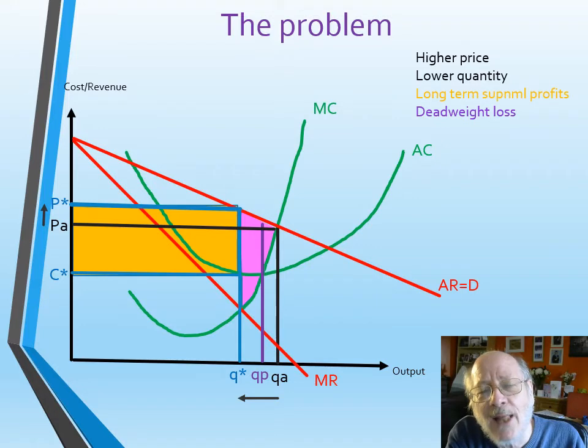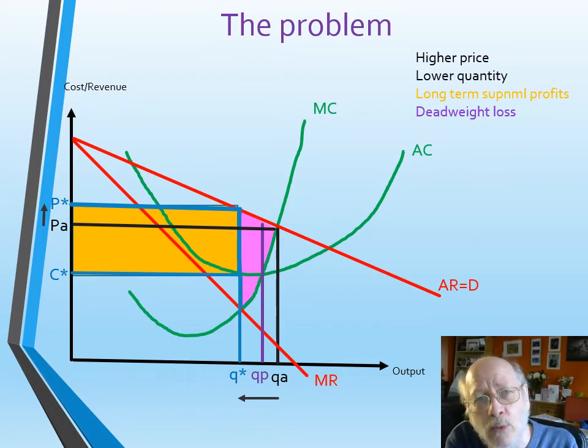In addition to that, there is a cost to the economy as a whole because we are producing only Q star goods rather than QA. So we're going to have that purple deadweight loss, which is not consumer surplus or producer surplus. So that is the problem that the regulators are trying to deal with.